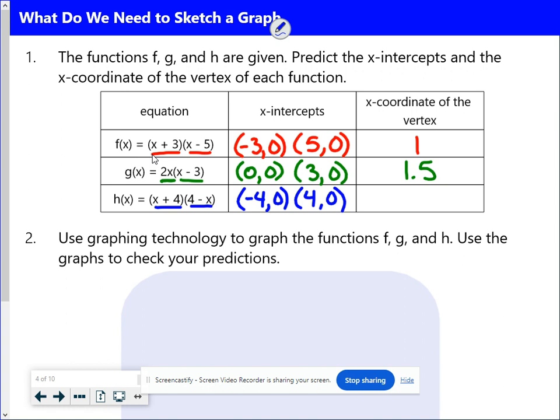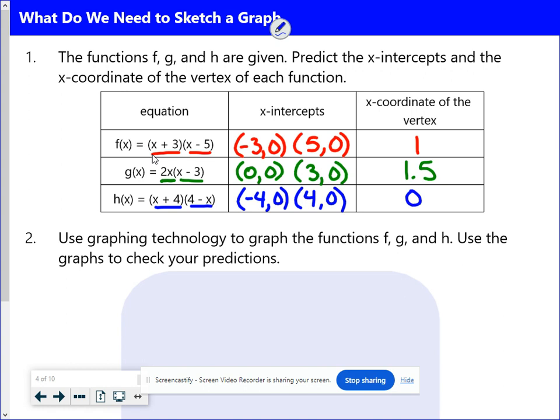What's halfway in between -4 and +4? Hopefully you don't even have to do any math on that one. That's just going to be 0. If you want to do the math, go right ahead. -4 plus 4 is 0. 0 divided by 2 is 0.